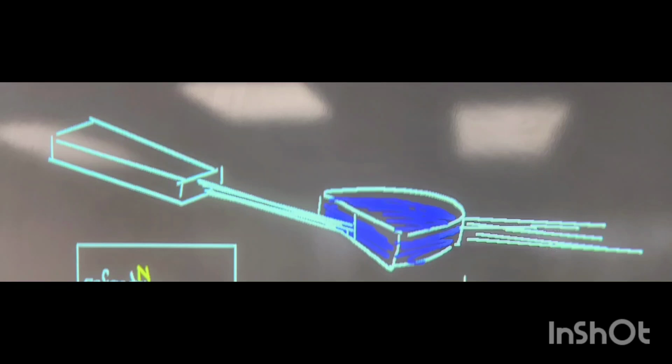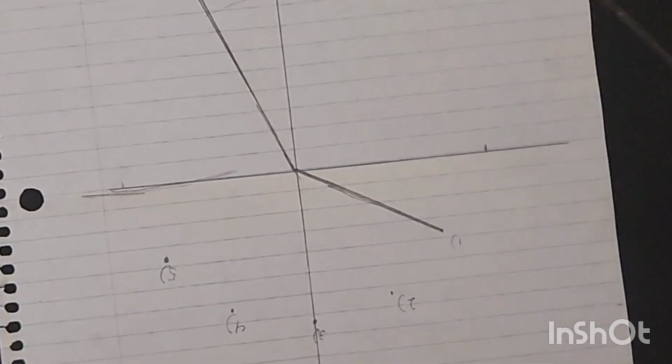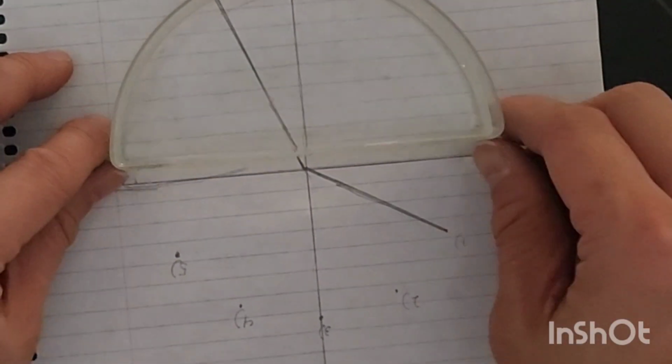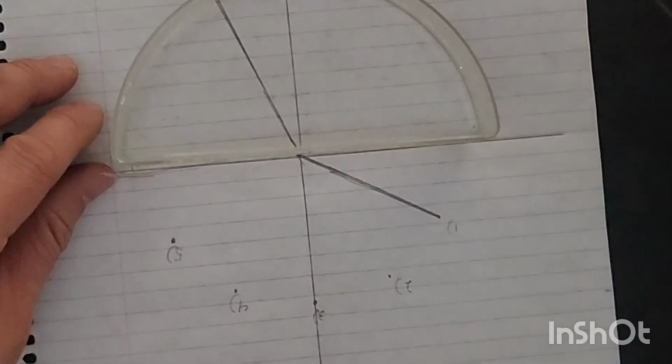So what we're going to do is shine this light through the semicircular dish full of water, and we're going to measure the angles that the light gets refracted. All right, so what we got here is this semicircular tray of water, and we're going to try to put the exact middle of the tray on the intersection of this crosshair.